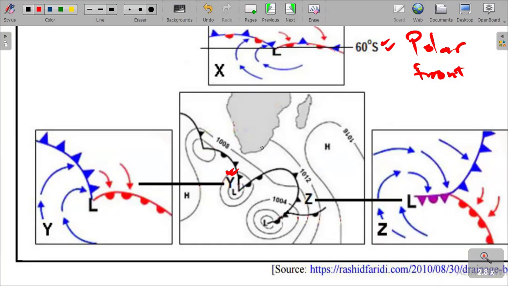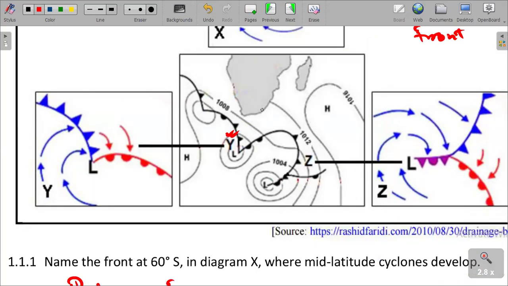So therefore, what we need to understand is that at Y, there must be an interval, and you must use the interval in order for you to understand this development, or these cyclones that we are talking about. So now what happens is that we have 1000, and we have 1008 on the next line here.